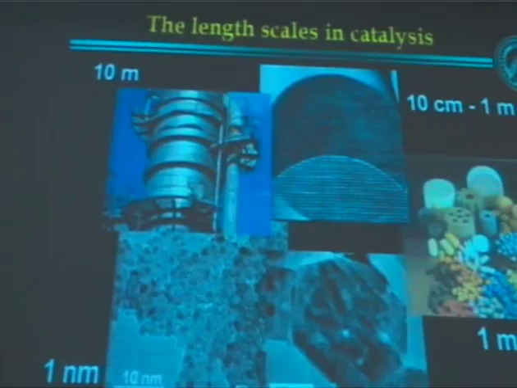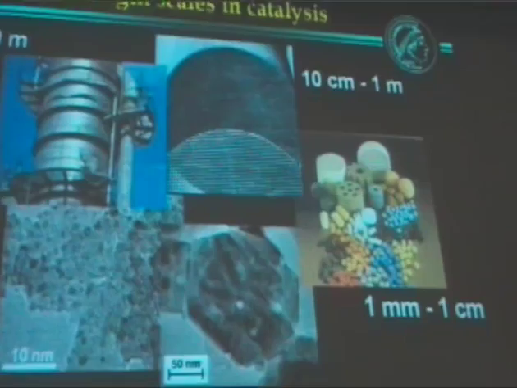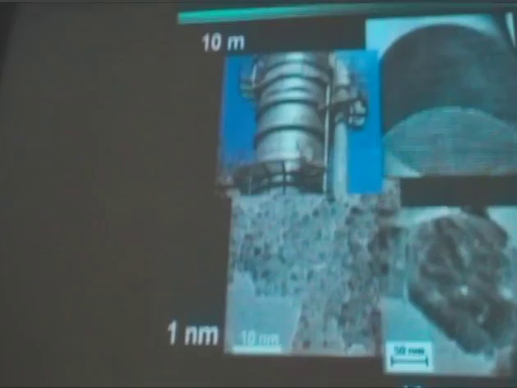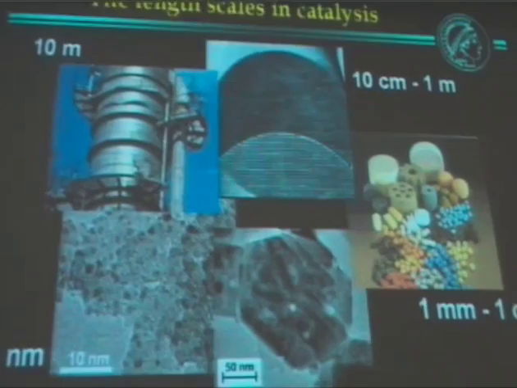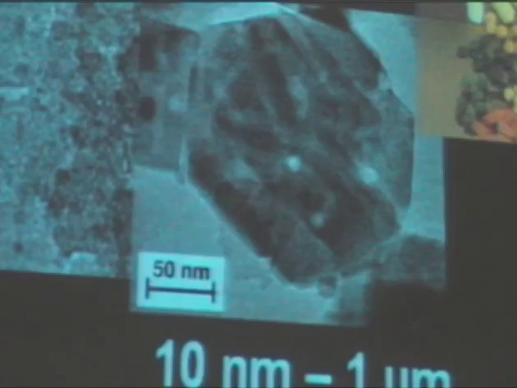If we look at the length scales we are dealing with in catalysis, this is quite a wide range we have to cover. We have to go from the reaction engineering aspects, which are on a meter or even 10 meter scale. We have the catalytic bodies, monoliths, for instance, in DeNOx plants or in car exhaust, which are in the range of 10 centimeters to a meter. Then we have the pellets we fill in the reactor. We break up the pellets, which we fill in the reactor.